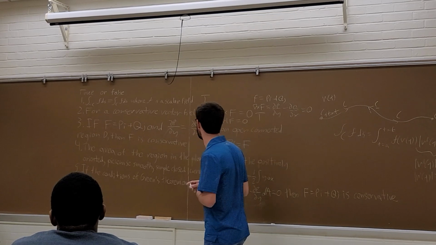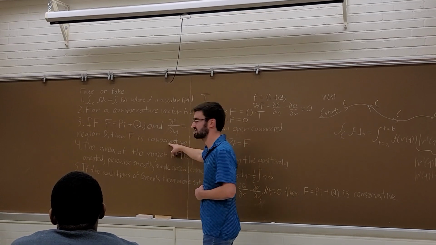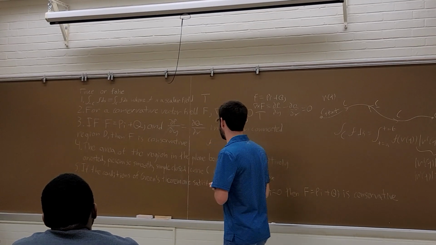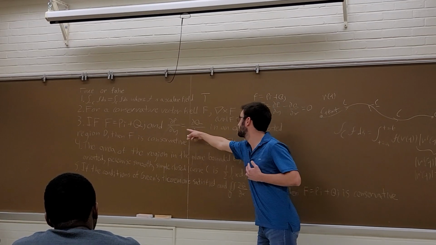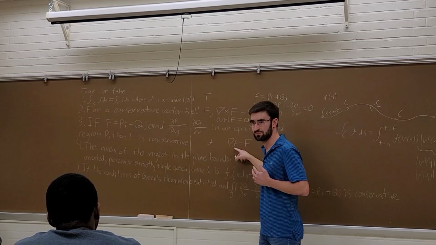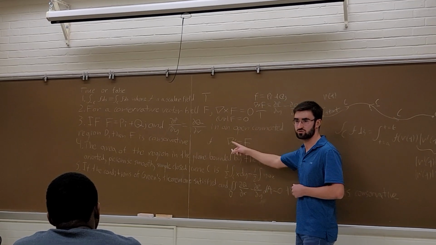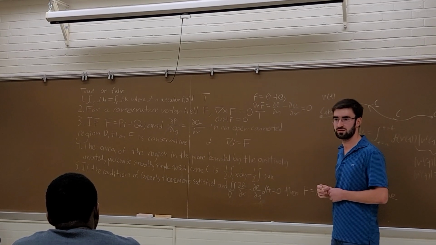And this question is saying, suppose we have that. Does that imply it's conservative? But it does not imply it's conservative. It's a necessary condition. That could be true, but there might not be such little f whose gradient is equal to big F.